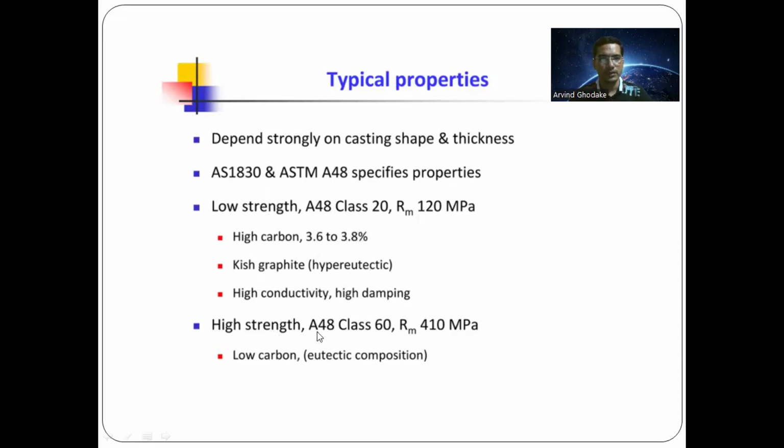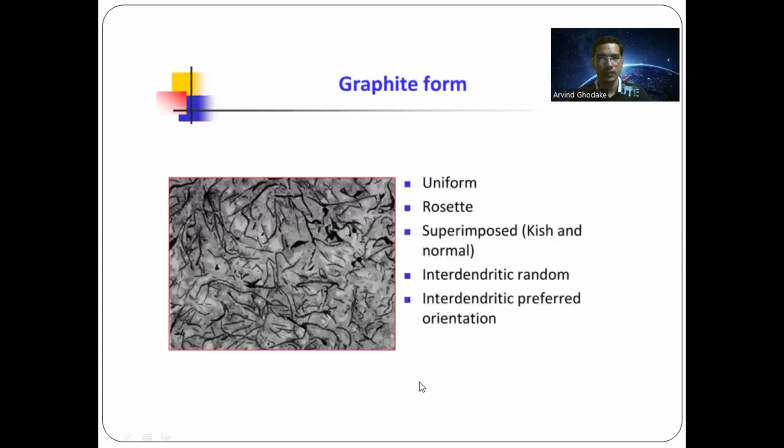Next, for high strength A48 class 60, Rm is 410 megapascal. Rm is the tensile strength of the material. It contains low carbon and has a eutectic composition. Then graphite form in the gray cast iron. Here in this diagram you can observe the flake form. The black portion present in the flake form is nothing but graphite. It is present in a uniform manner, or it is also rosette type. Then it is kish type and normal type.